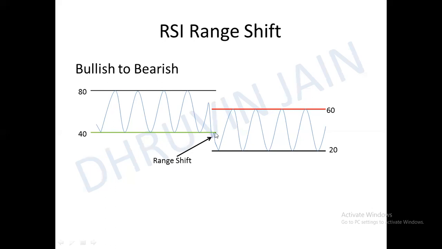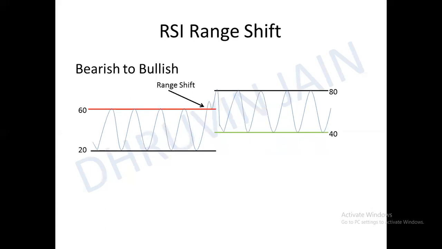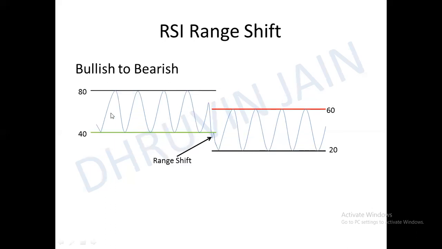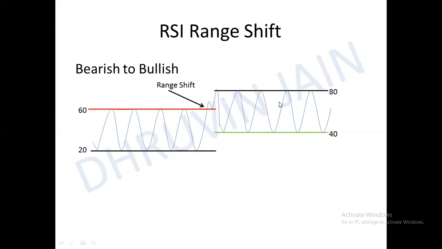When this barrier breaks, RSI shifts from the 80-40 region to the 60-20 region, where 60 will start acting as a great resistance, because RSI has now entered the bearish territory. Sorry, I'm extremely sorry. Now bearish to bullish range shift. This is the same as bullish to bearish, just the opposite. Okay.